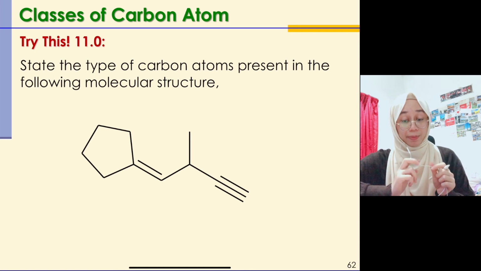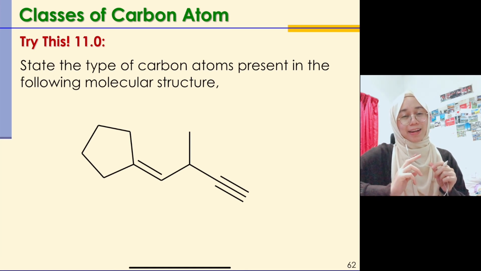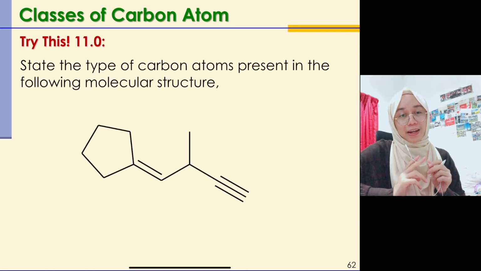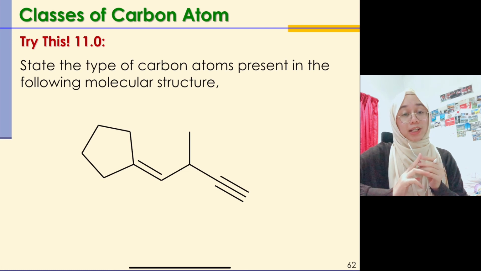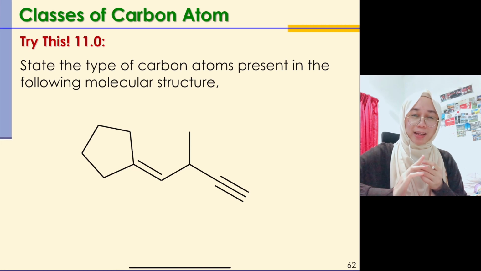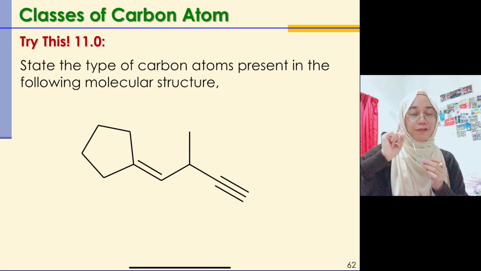And last kali, state the type of carbon atoms present. Ni pergi balik kepada classes of carbon atom lah. Ini Miss nak tengok balik carbon atom kamu tu, kamu faham ke tidak? State the type of carbon atoms present in the following molecular structure. Soalan ni sebenarnya dia tanya, classify each carbon yang ada dalam ni. Kalau possible. Kalau boleh classify. Adakah yang tak boleh? That is for you to find out.